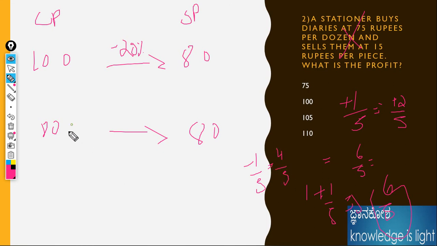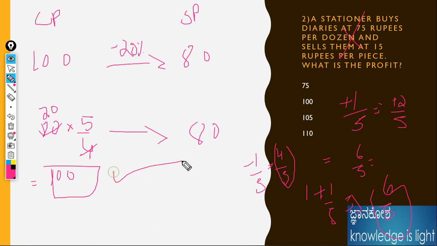Take the reciprocal, right? Whatever number you got, 4 by 5, just take the inverse of that number. The inverse of that number is 5 by 4. Therefore 80 into 5 by 4, 4 into 20, sorry, 4 into 20 is 80. That means 20 into 5, that is 100. 100 is the CP. Isn't it the easy way?